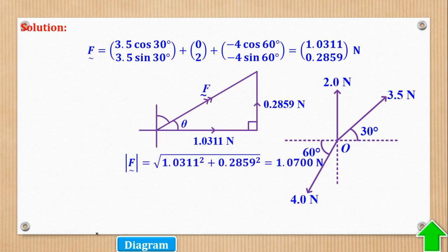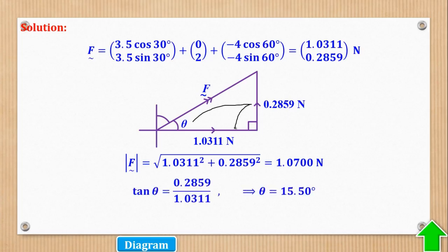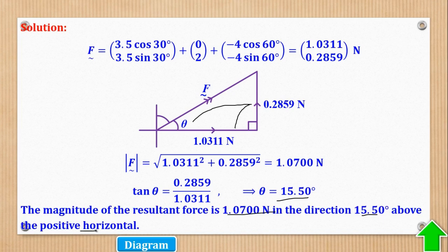So magnitude is that, using Pythagoras, and also the direction using SOHCAHTOA. Tan will be opposite over adjacent to give you theta as 15.50 degrees. Then you can state or conclude the magnitude is this, in the direction this, above the positive horizontal.